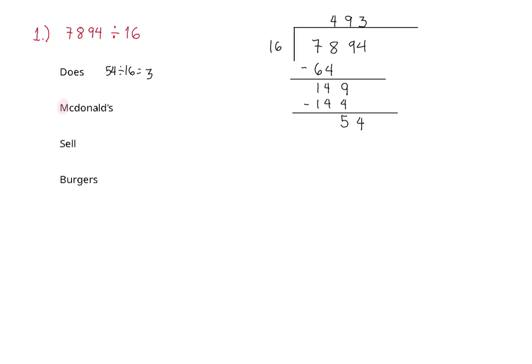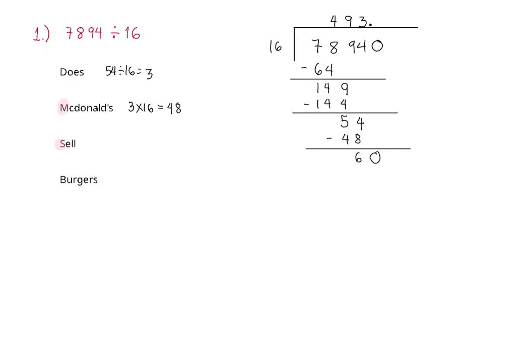Multiply our answer and the divisor. The result is 48. Subtract 48 from 54, which gives us 6. Since there are no more digits left, we add a decimal point to the answer and bring down a 0, making the 6 into 60.